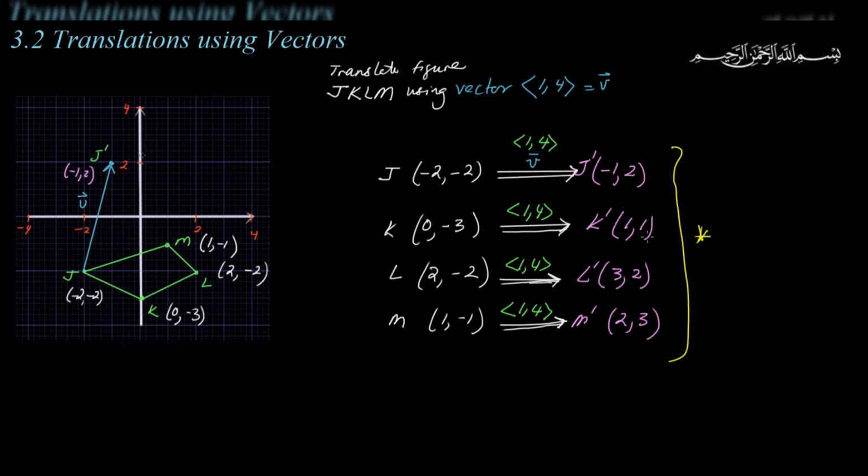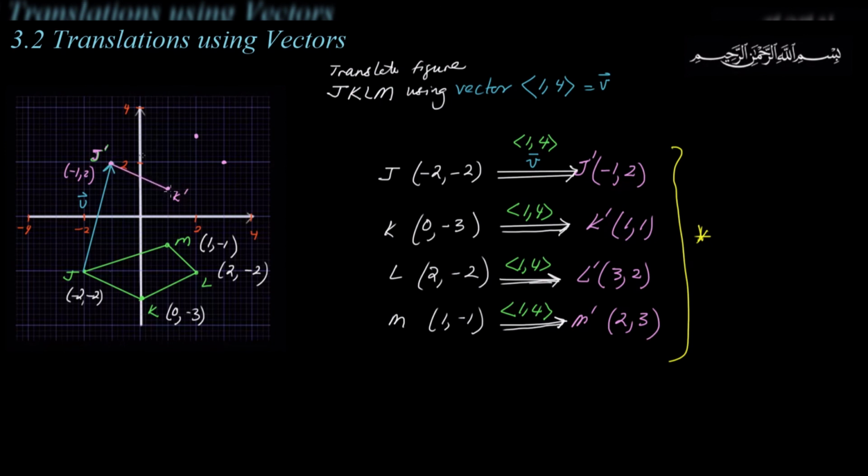So J prime is going to be here. So that's my J prime, -1, 2. And K prime is 1, 1. So K prime is like over here, 1, 1. That's K prime. And L prime is 3, 2. That's 3, and that's 2. And M prime is 2 and 3, assuming I did everything correctly. I'm pretty good. And then I just connect the dots, right?